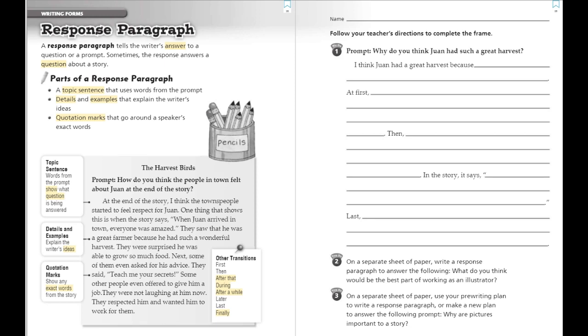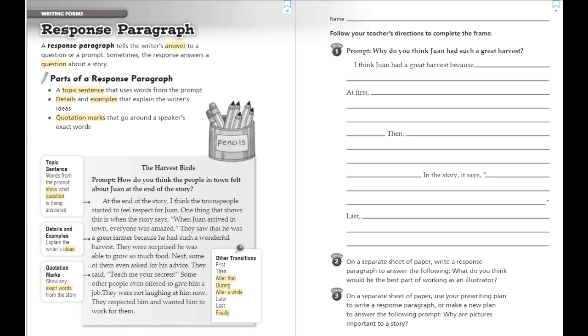Okay, put your finger down for a moment. We're going to go out to the side where it says details and examples. Details and examples explain the writer's thinking. Okay, going back to the paragraph. So again, this is where the writer is explaining why he or she thinks that.